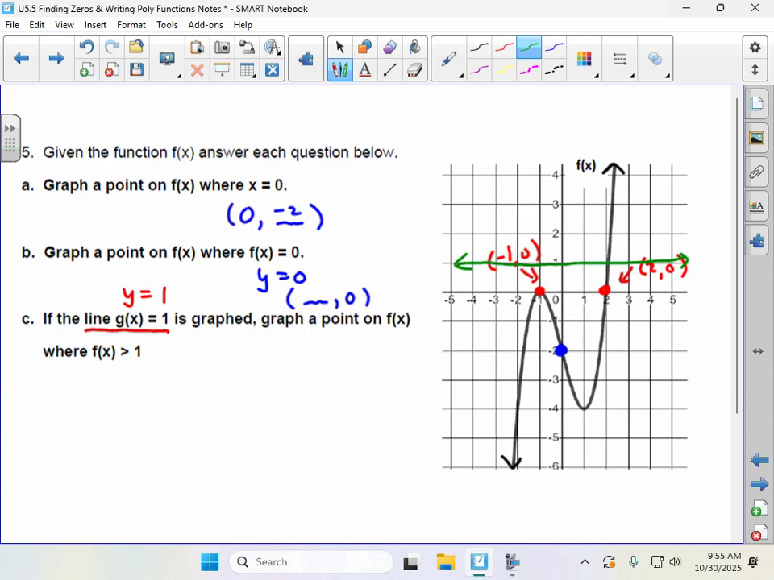So now we want to find a point on this f of x graph where f of x is greater than 1. So when are the y values bigger than 1? So that would be everything above that line. So you could take and put any point that's above that line, but on the f of x graph. So you could put one right here, and that would be fine. So you could put one here, put one here. It doesn't matter. As long as it's above that line, it answers this question. And you would just do one point. You wouldn't do multiple. I'm just showing you that it could be any place above that green line. Okay, and that's how you answer those questions.